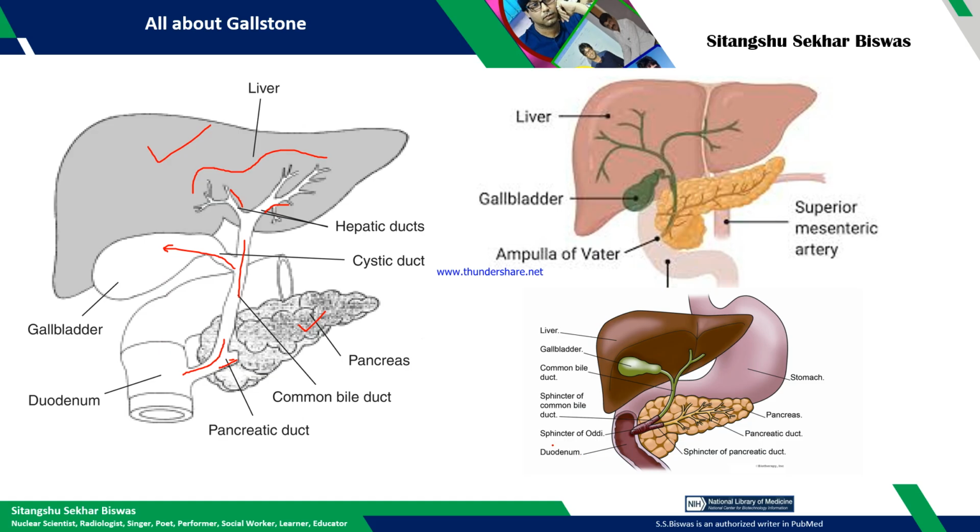And in the opening where the ampulla of Vater is, there is also one sphincter. A sphincter is basically a kind of muscle which can contract and relax. This will control the opening of a particular duct. So this is the very simple anatomy of liver, gallbladder, and pancreas.